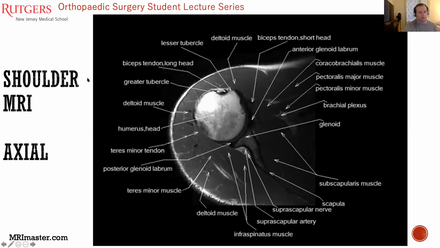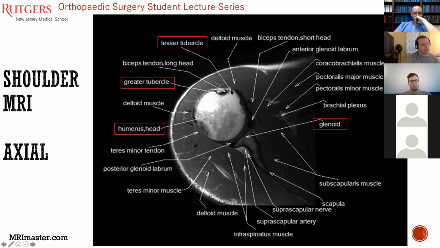Another important view looking at our shoulder MRI is the axial view. Again, this is looking from the top down, slices of the shoulder. And again, just orient yourself with the bone. You have the humerus laterally, the glenoid medially. Anteriorly, you'll note that you have the biceps tendon, the long head of the biceps, that traverses in the bicipital groove, which is between the lesser and the greater tubercles.